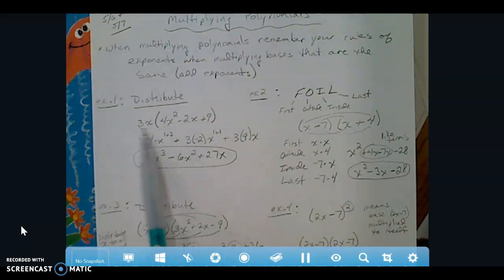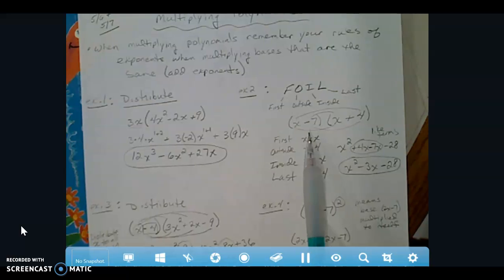Okay, then I'm going to distribute 3x to a negative 2x. So I'm multiplying 3 times negative 2, and then x times x would be x to the 1 plus 1. I add their exponents. And then I have 3x times 9, so I multiply the coefficients, 3 times 9, but there's only that 1x. And that's what you can see here in this final answer.